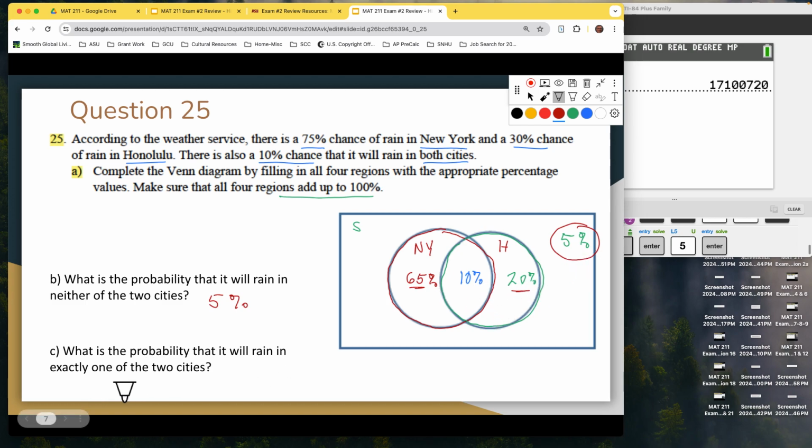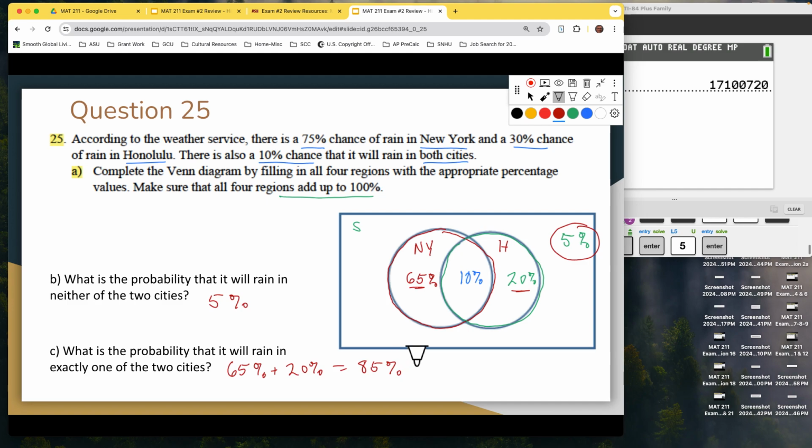And so would it make sense, hopefully it does, that we would add those two percentages together, right? Because they're sort of exclusive. So that's the addition principle. And so that'll get us an 85% chance it will rain in one of the cities, but not in both of them, and not in neither of them either.